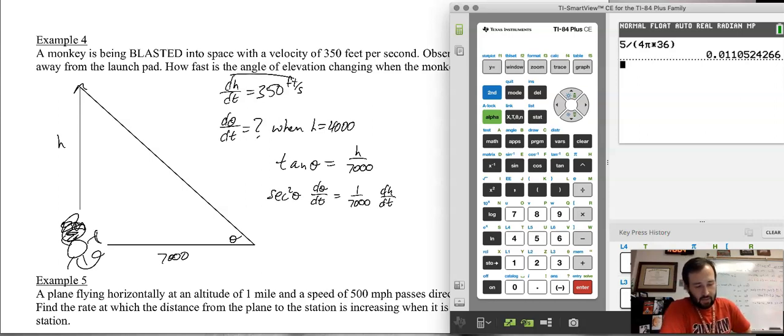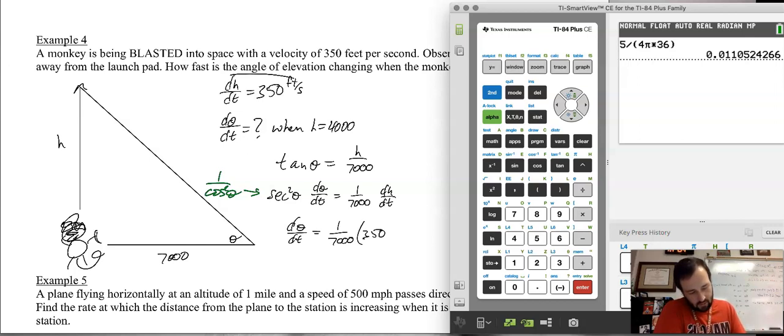So now I have d theta dt is what I'm trying to find. I have dh dt. So really, I just need to figure out how to evaluate this. Well, remember for me that secant squared is 1 over cosine squared. So if I want to get rid of this 1 over cosine squared, the secant squared, and I multiply it to the other side, it's just cosine squared. So I'm going to say d theta dt equals 1 over 7,000 times dh dt, which is 350, cosine squared of theta.